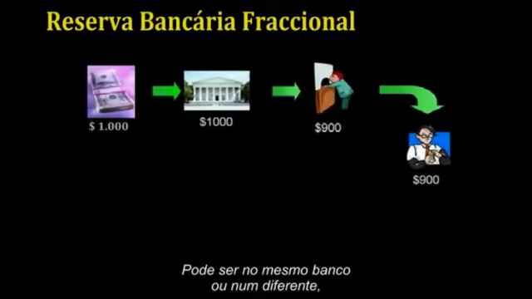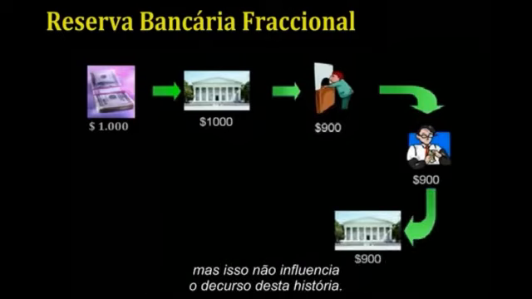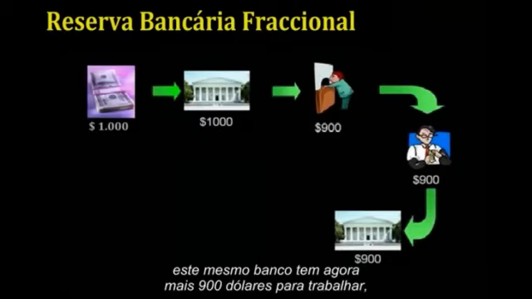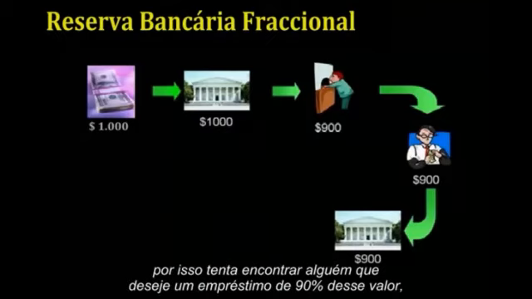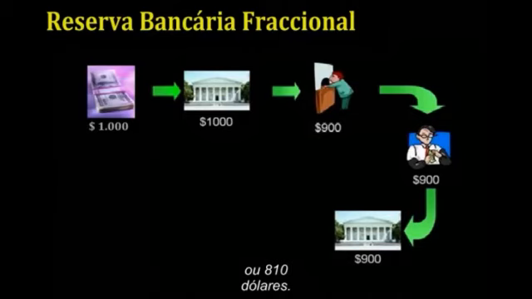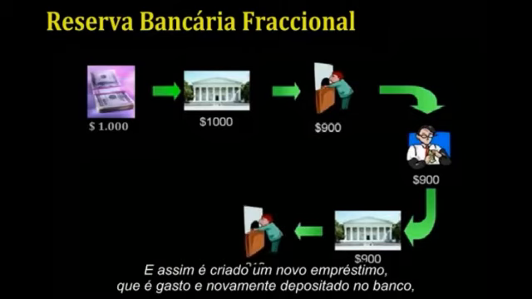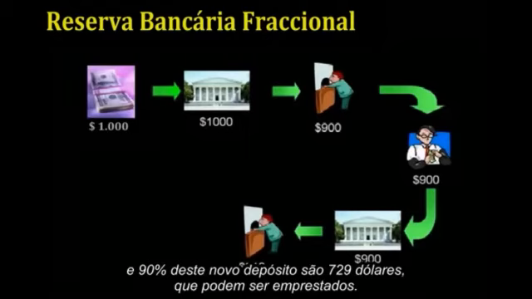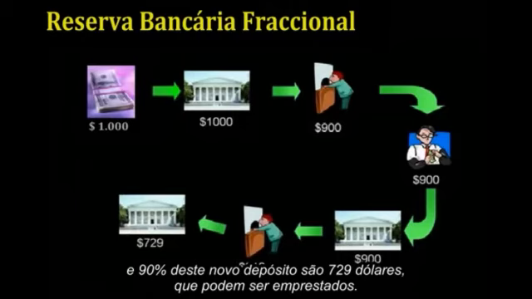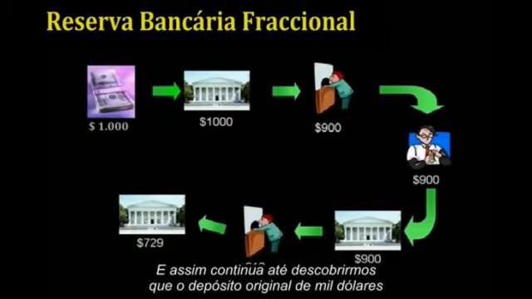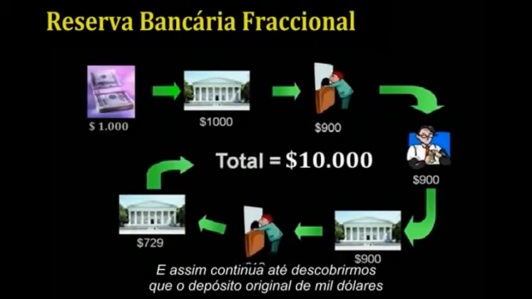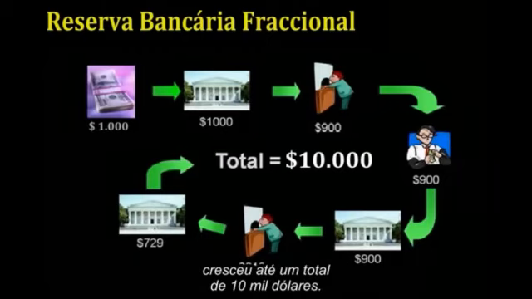Now, it could be the same bank or a different bank, but that doesn't really change how this story gets told at all. With this new deposit, this same bank now has a fresh $900 to work with, and so it gets busy finding somebody who wants to borrow 90% of that amount, or $810. And so another loan gets made, and it gets spent and redeposited in the bank. And 90% of this new deposit is $729, which can get loaned out. And so it goes until we finally discover that the original $1,000 deposit has mushroomed into a total of $10,000.